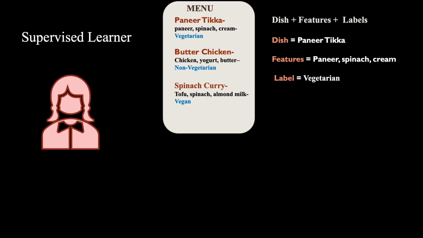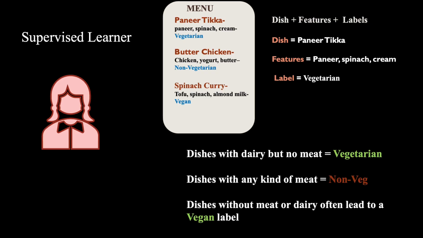So she easily understood the pattern after seeing the menu. Dishes with dairy but no meat are called vegetarian. Dishes with any kind of meat are called non-veg. Dishes without meat or dairy often lead to a vegan label. She concluded that this is the format they have maintained to discriminate various diet types.